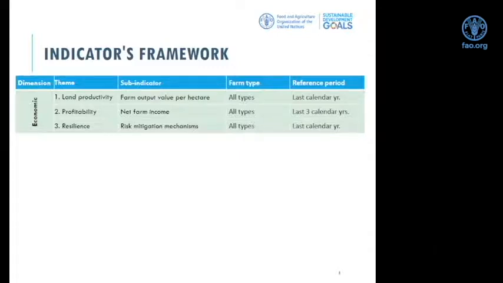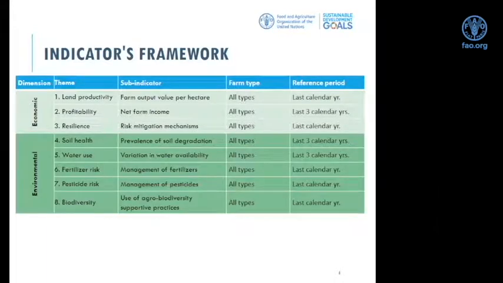So in the economic dimension, we have three themes and three sub-indicators. The first sub-indicator is farm output value per hectare. The second sub-indicator is net farm income. And the third one is risk mitigation mechanism. Likewise, in the environmental dimension, we have five sub-indicators: prevalence of soil degradation, variation in water availability, management of fertilizers, management of pesticides, and use of agrobiodiversity supportive practices.